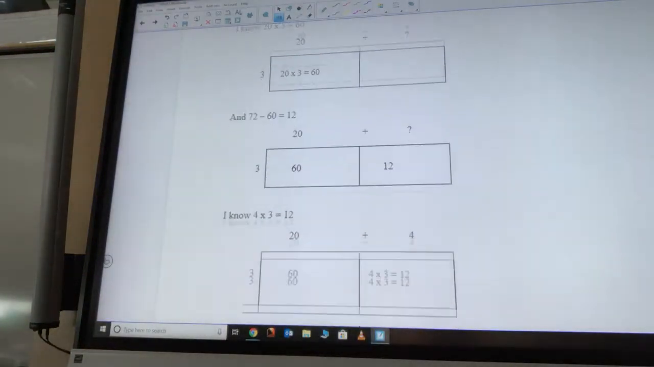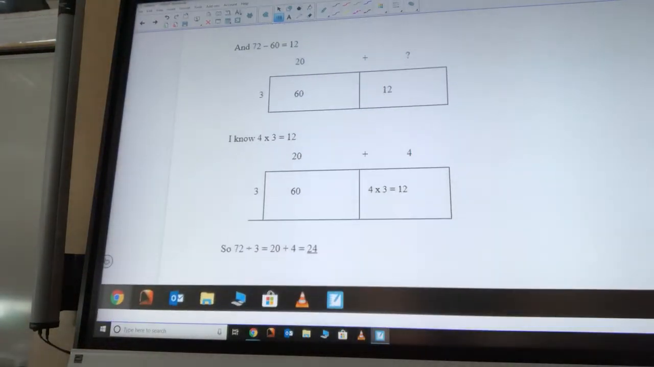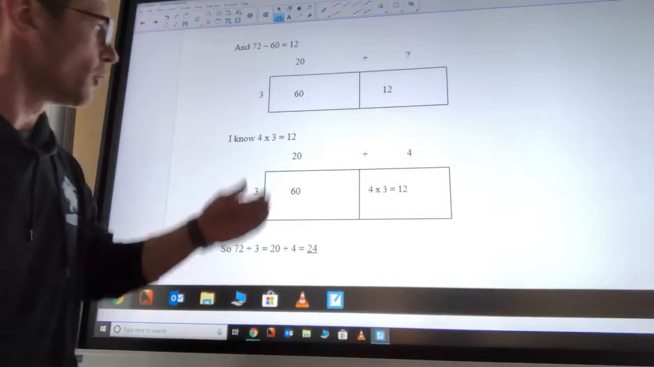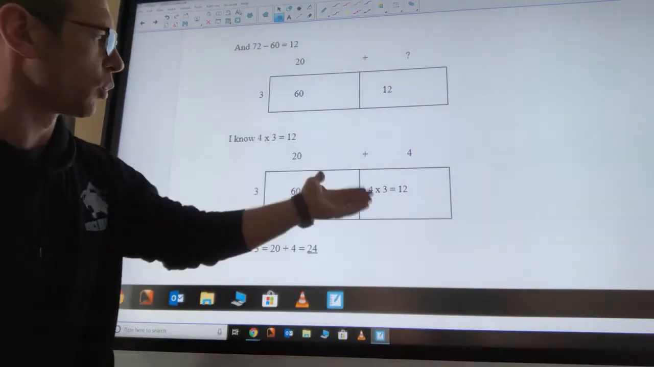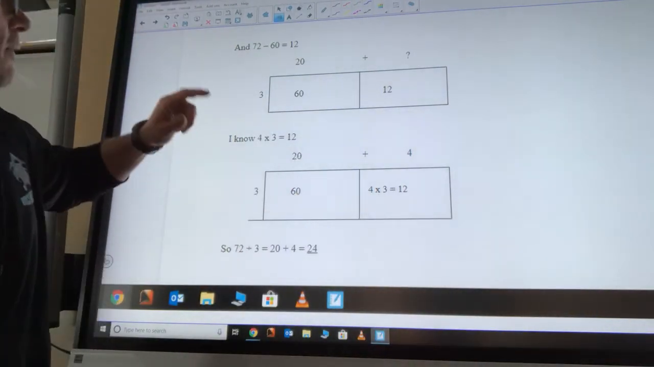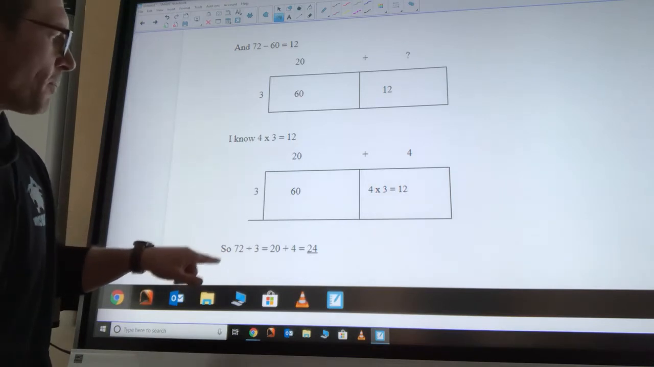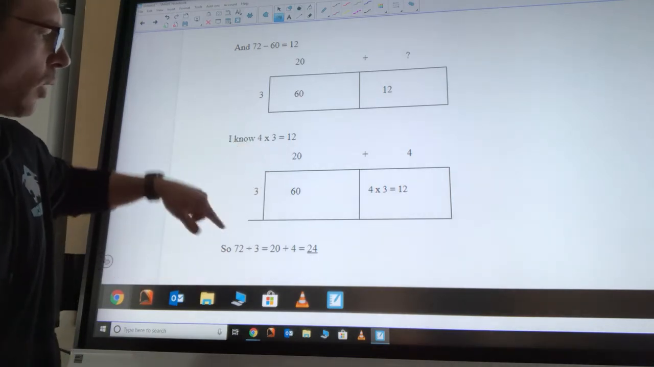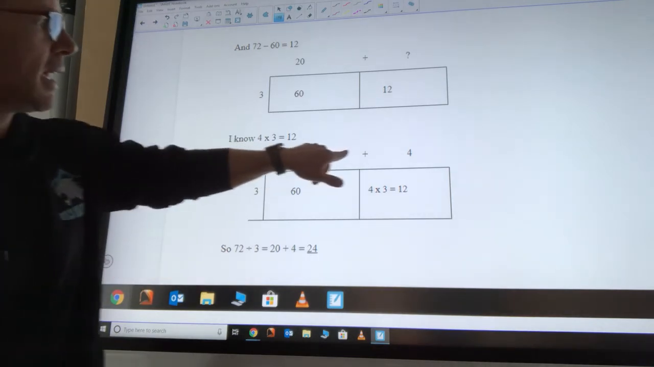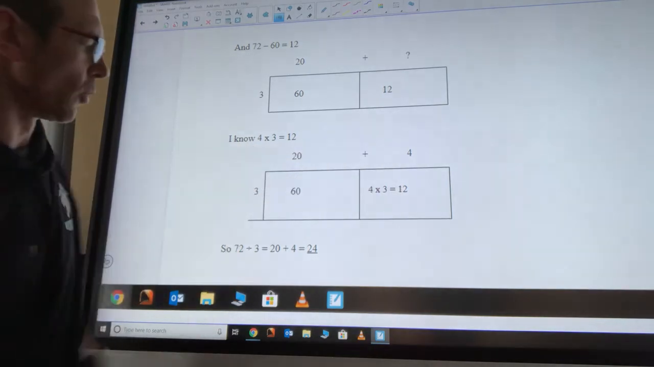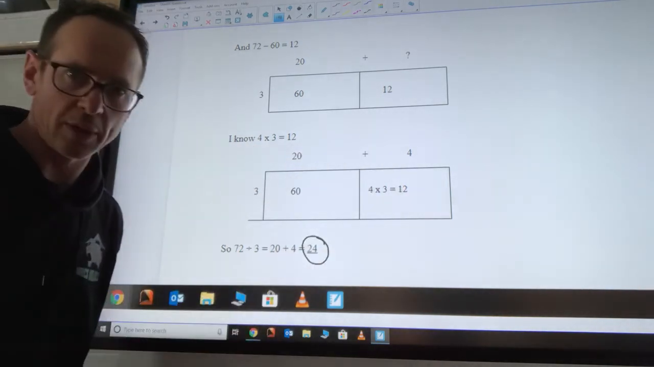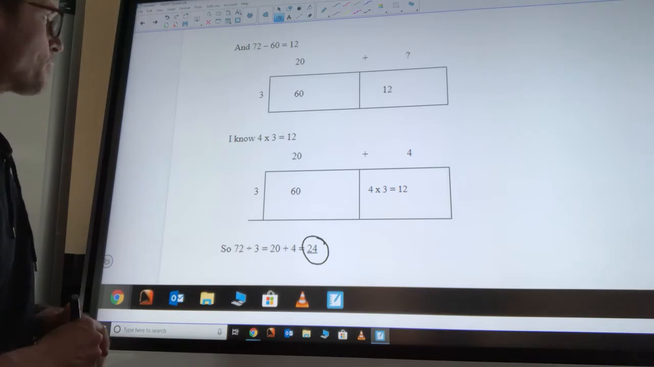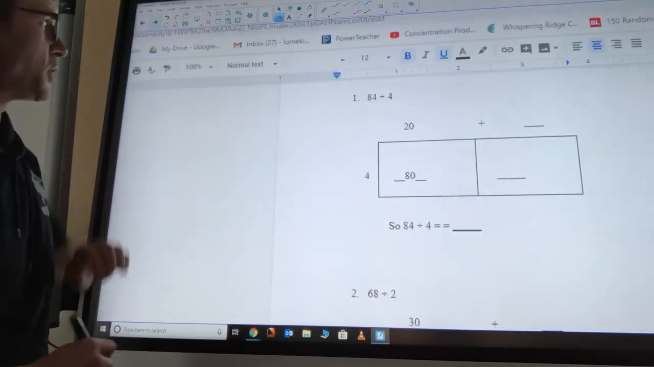Now, I know that 4 times 3 is 12. So if 4 times 3 is 12, that means my quotient is going to be 20 and 4, or 24. 24. All right? Let's just do one more together.